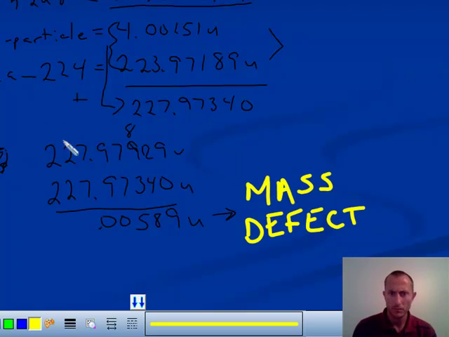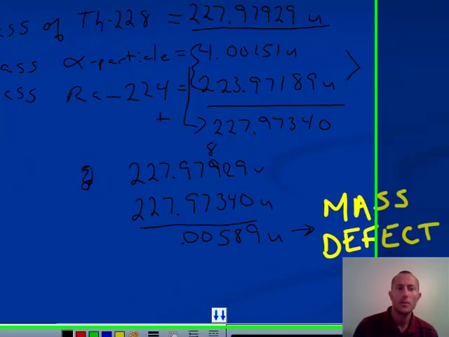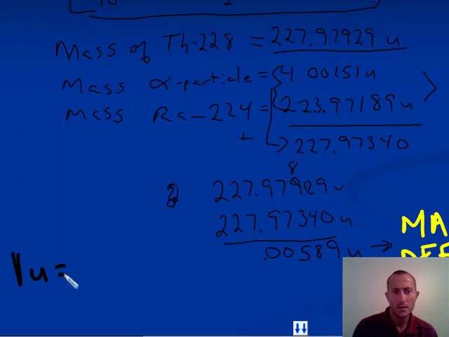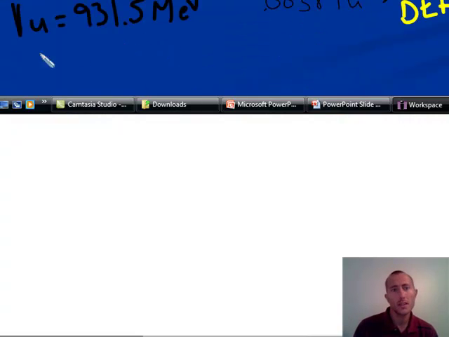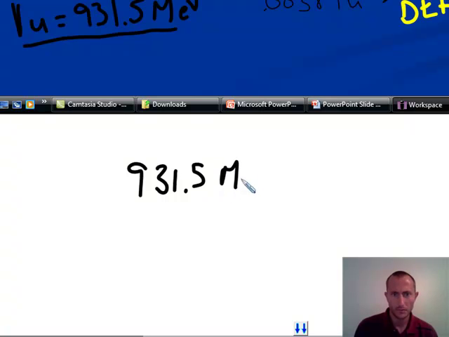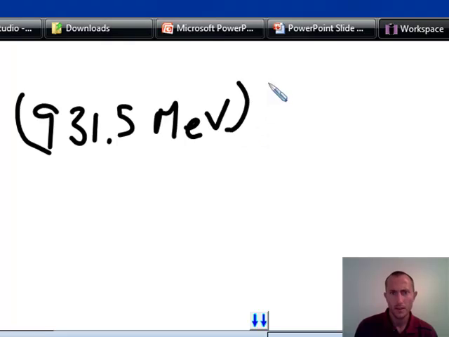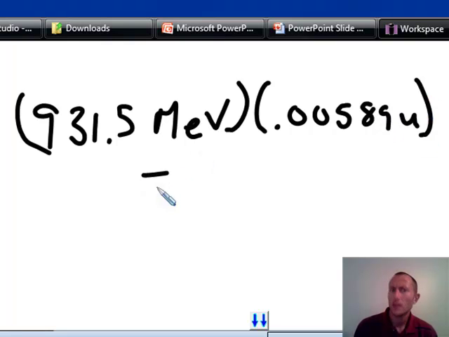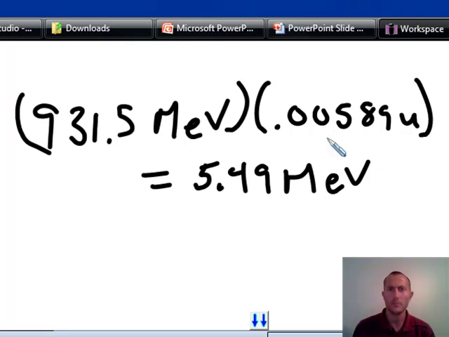Now we can convert that into the energy, and here we're going to use a pre-calculated relationship, which is that one atomic mass unit is equal to 931.5 mega electron volts. And so if we use this relationship here, 931.5 mega electron volts times 0.00589 u, that's going to give us an energy loss that's equivalent to 5.49 mega electron volts.